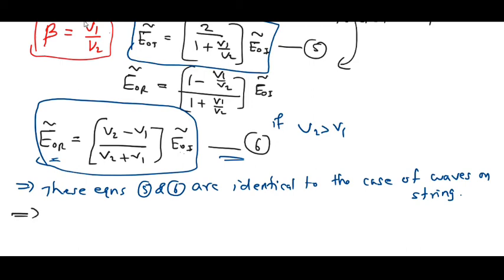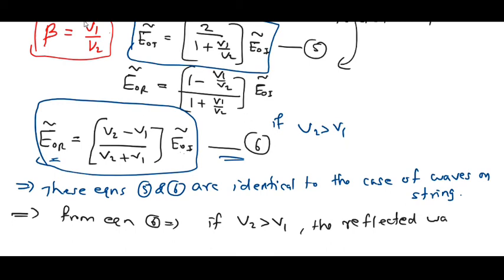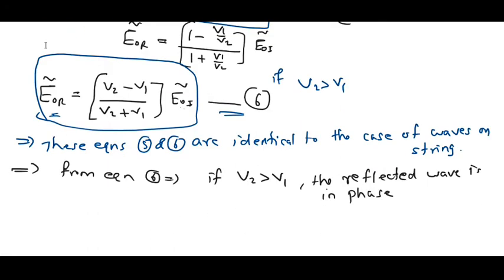That is, from equation 6, we can write, if v2 is greater than v1, then that whole term is positive, that is, the reflected wave is in phase. Similarly, the reverse, if v2 is less than v1, this result will be negative in equation 6, that is, E0r will be the negative of E0i, that is, the reflected wave is out of phase.